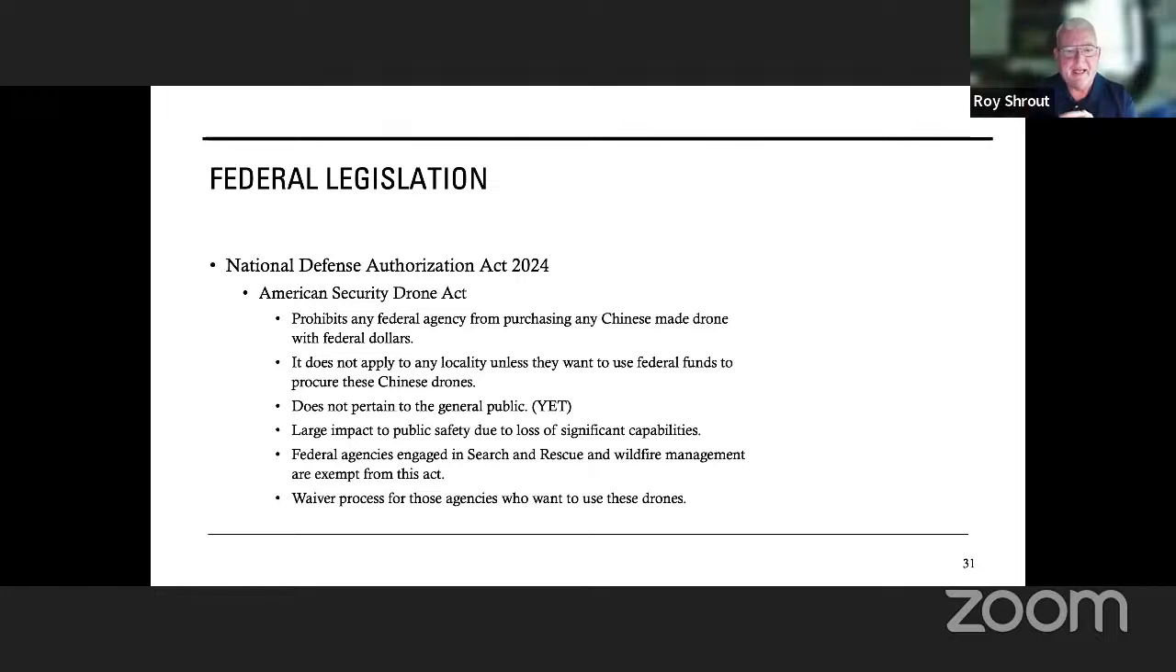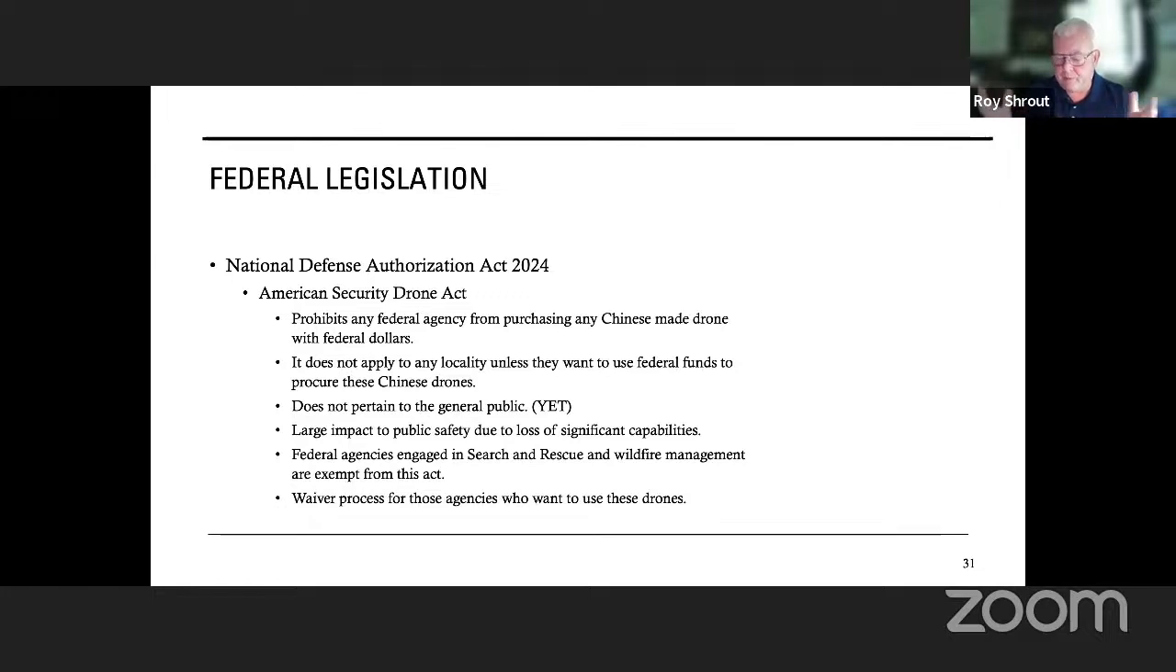Federal legislation. The National Defense Authorization Act, which talks about all the money for the military and all this kind of stuff, has a piece in there now. It's called the American Security Drone Act. This is brand new. It now prohibits any federal agency from purchasing any Chinese-made drone with federal dollars. It does not apply to localities.